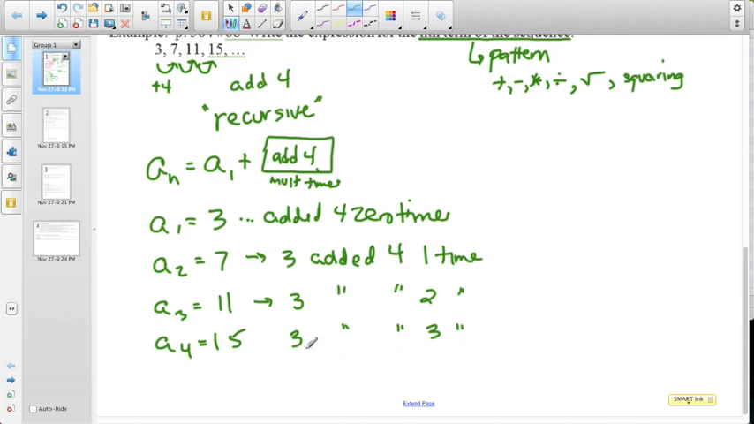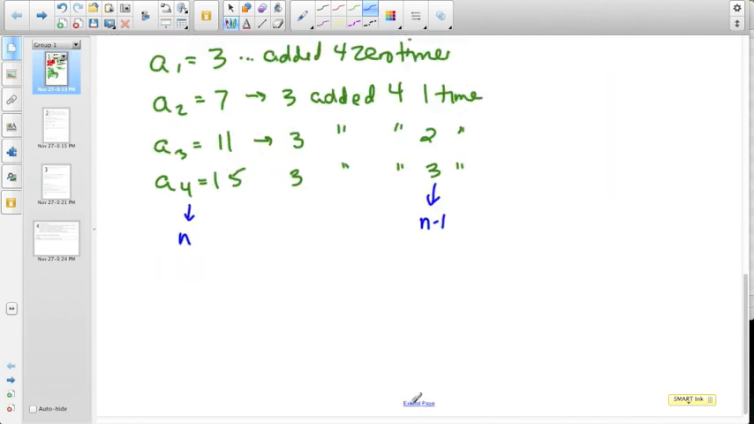So if we see that, then we can start to tie a pattern back to this sequence number. Okay, the fourth term has 3 multiples of the 4. This term has 2 multiples. This term has 1 multiple. So if this is our term, then this is related to that term number by being 1 less.